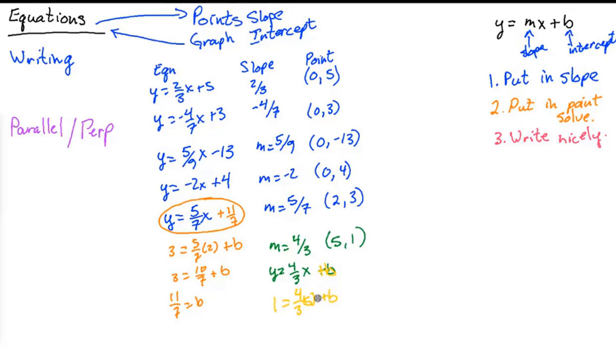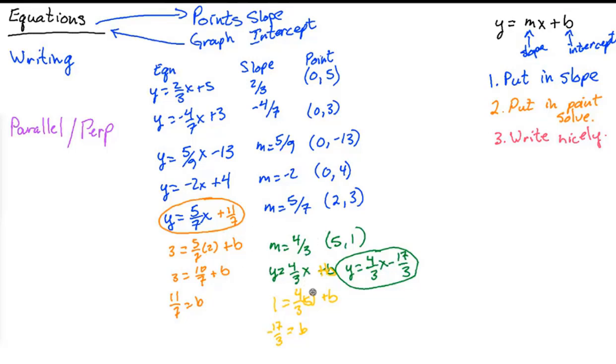And now solve for b. This is 20/3, and this is 3/3. So 3/3 minus 20/3, b is going to be a negative 17/3. And then write it nicely. Let's change back to the color, and we get y equals 4/3 x minus 17/3. And now we have an equation of the line. Isn't that slick? A lot of people have done this, and you can do this over and over and over, and you can solve it all this way.